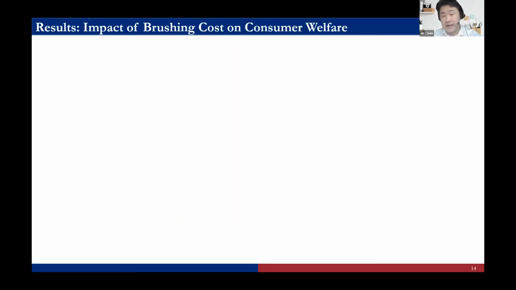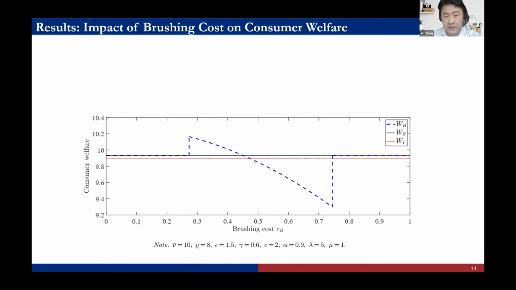And now we turn to the impact of brushing on consumer welfare, and specifically the brushing cost. So we try to answer the three research questions we have raised before. Here, the horizontal axis is the brushing cost, and the vertical axis is the consumer welfare. This graph displays a similar pattern as the sellers' brushing equilibrium strategy shown in the previous slides. And recall that when the brushing cost is intermediate, seller H's brushing propensity decreases with the brushing cost, but seller L's brushing propensity increases with the brushing cost.